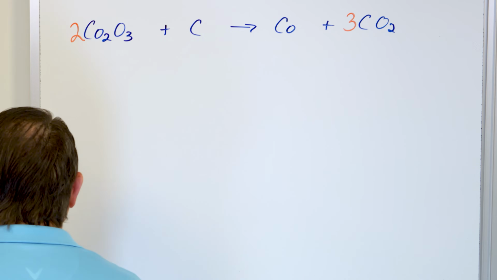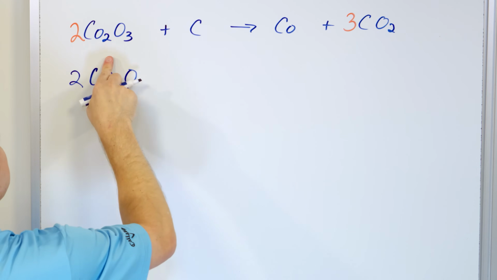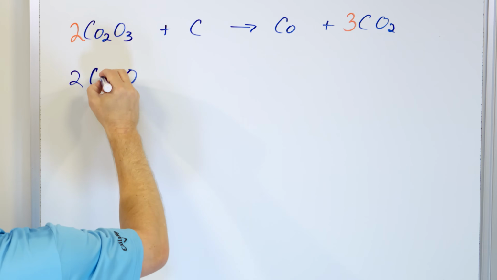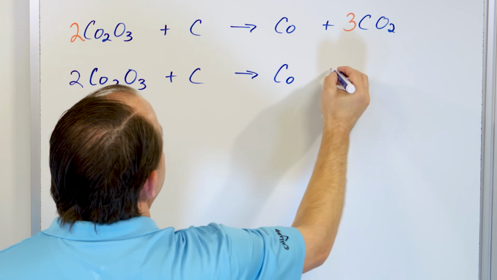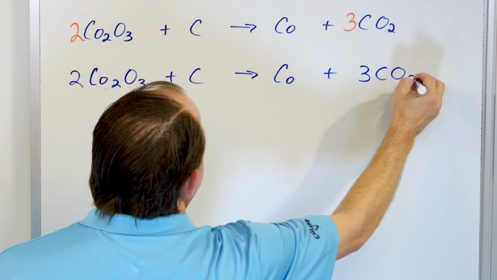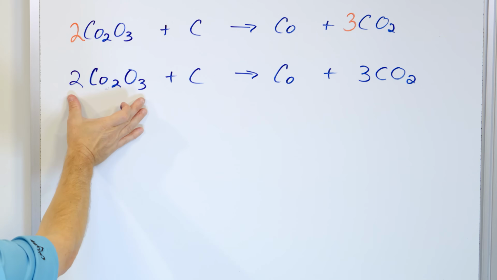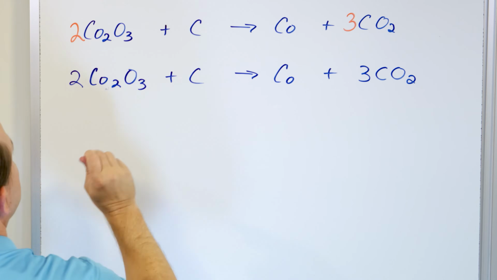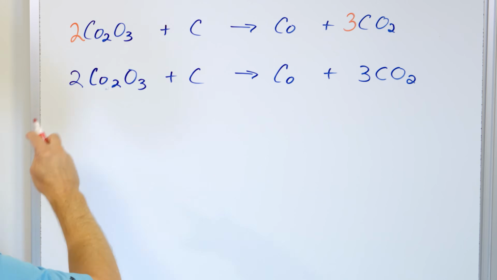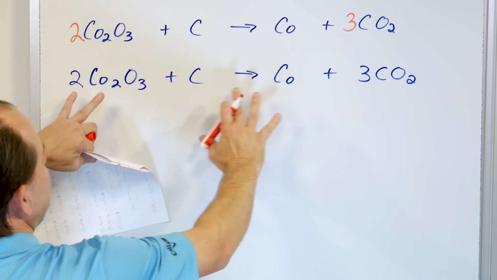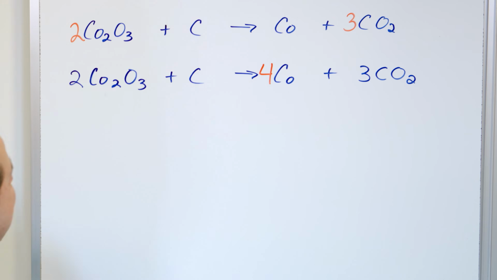So now let's rewrite what we have. We have 2 CO2O3, whoops, not a capital O, it's a lowercase o, 3 plus C yields CO plus 3CO2, like this. And so I have the 2 here and the 3 here. All right, so now I have balanced the oxygens. There's 6, there's 6. The carbons are unbalanced now, and the cobalts are unbalanced. So notice what we have here. We have 4 cobalts. We're done with the more complicated element, so we have 4 cobalts, so I'll just put a 4 here to try to balance that.